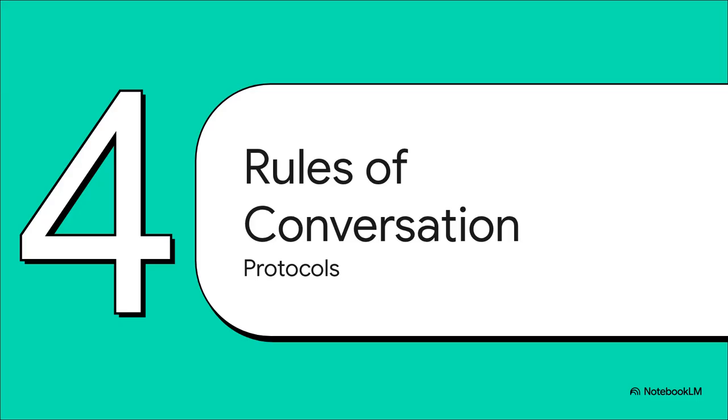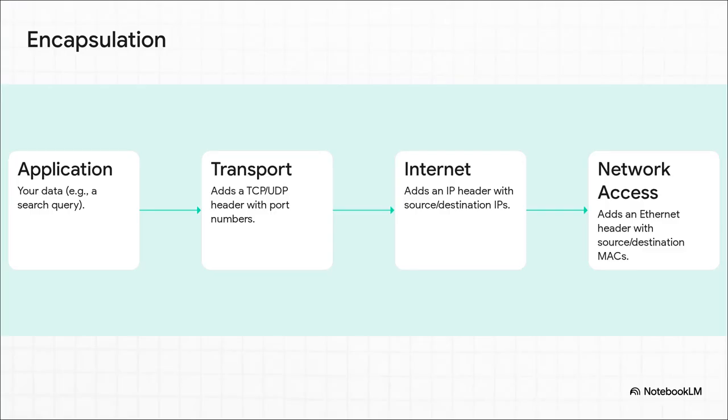Okay, so we've got the addresses figured out, but how is the data itself actually prepped for this big journey? I mean, you can't just send it as a chaotic mess of ones and zeros. The internet relies on a really strict set of rules, or protocols, that basically act like a shared language. It ensures every device packs and unpacks information in the exact same way. This whole packing process has a name: encapsulation.